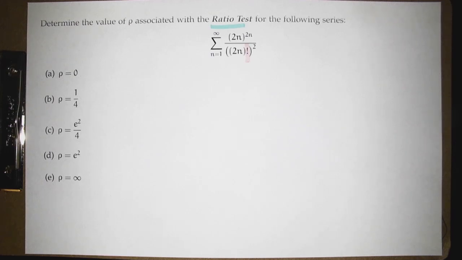And we have some options. Rho is 0, rho is a fourth, rho is e squared over 4, rho is e squared, and rho equals infinity. Do we have an answer?